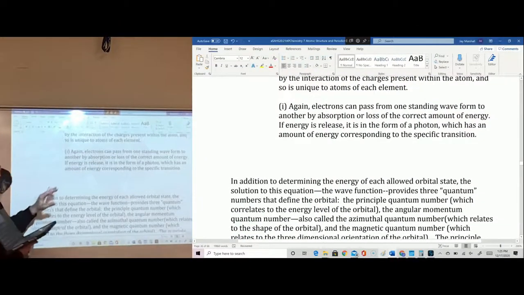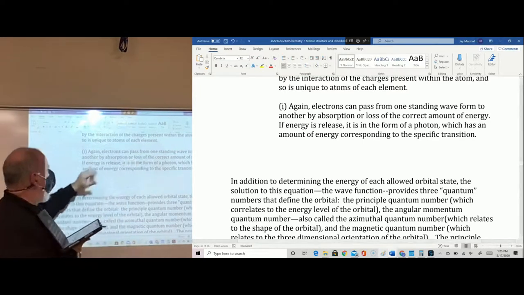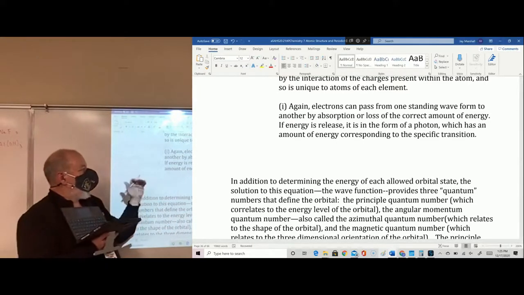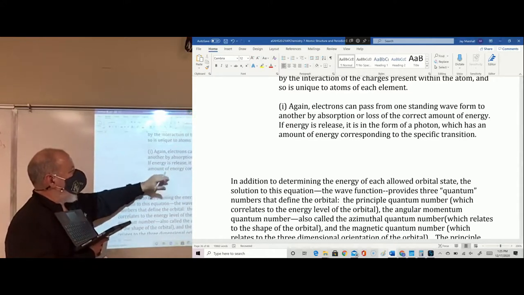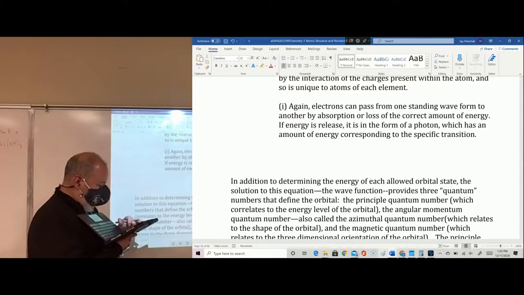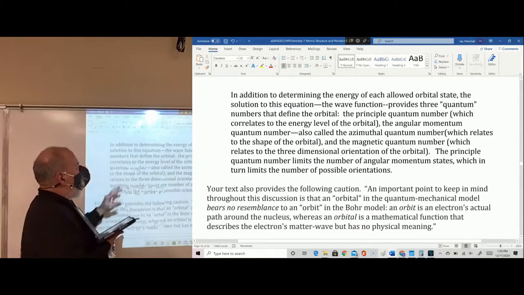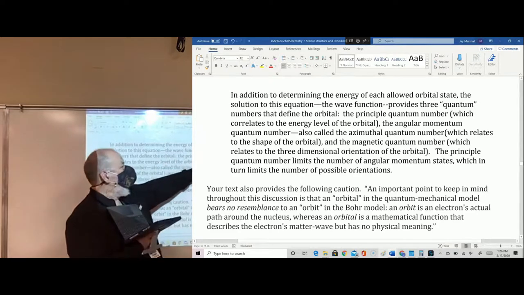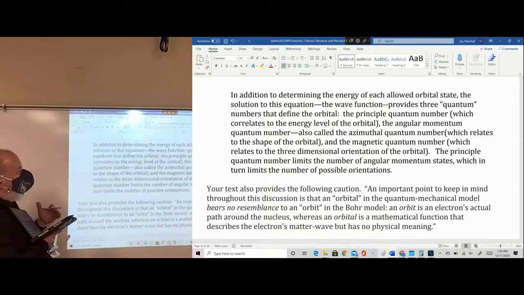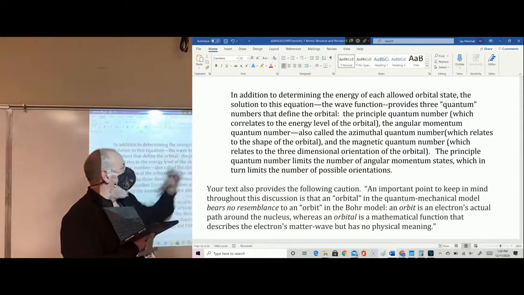And then again, any electron can pass from one standing wave to another by the absorption or loss of the correct amount of energy. If energy is released, it's in the form of a photon, which has the amount of energy corresponding to the specific transition. In addition to determining the energy of each allowed orbital state, the solution to this equation, the wave function, provides us with three quantum numbers that define the orbital.